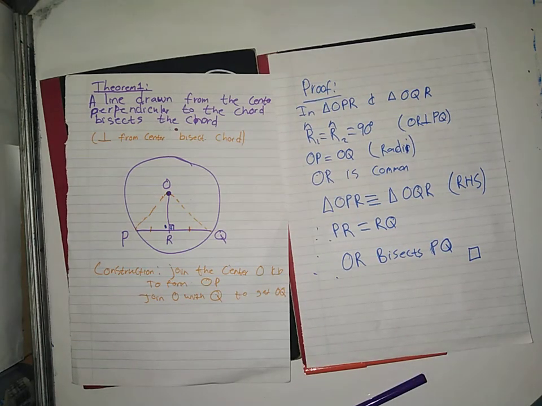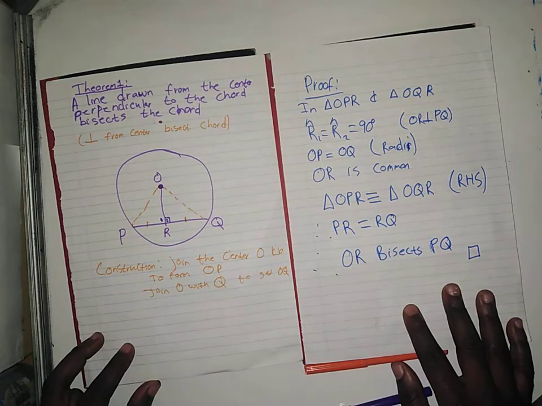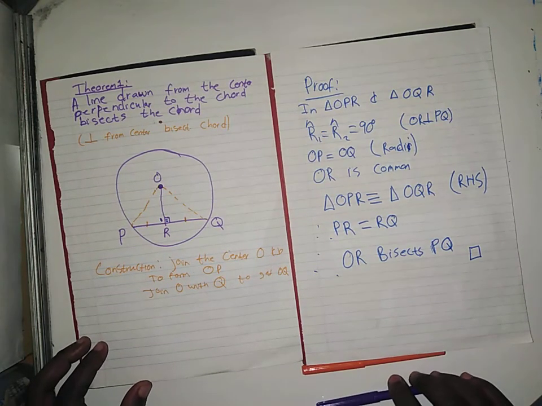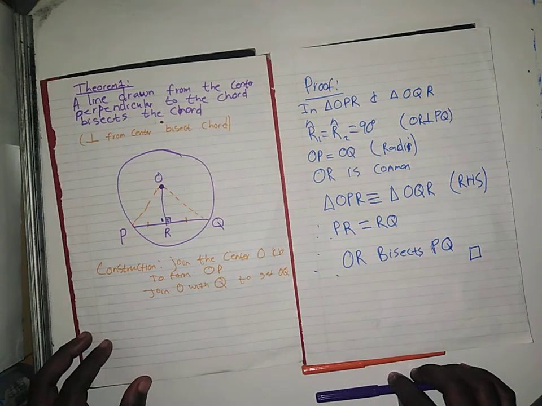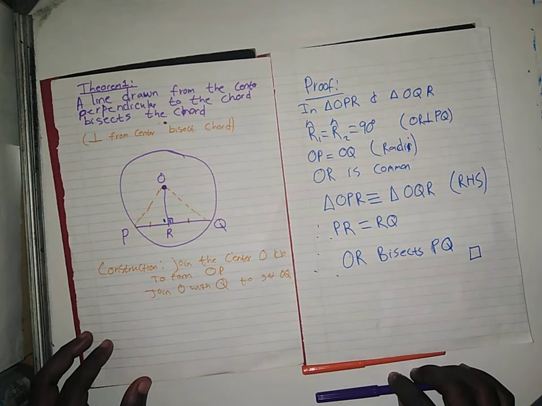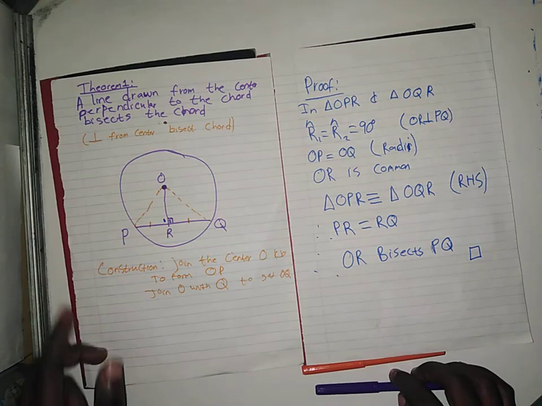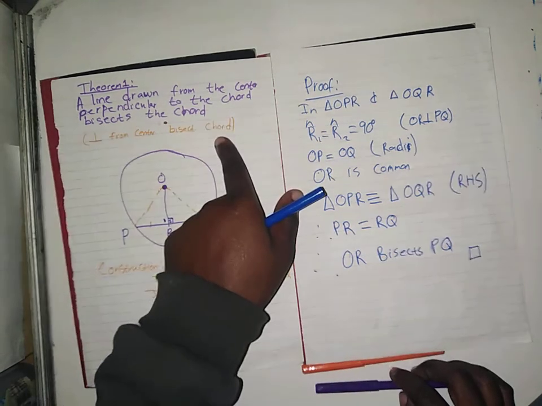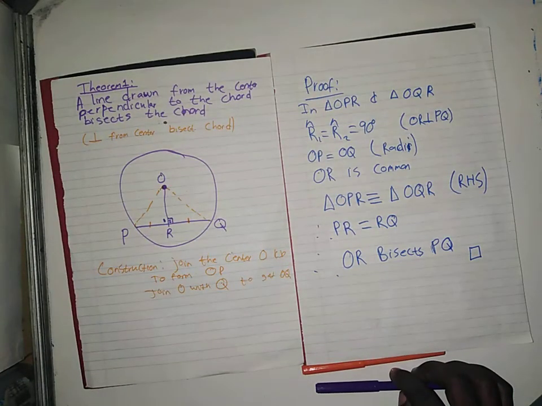So thank you very much for tuning in. This is our first theorem of grade 11, which is examinable both in grade 11 and in grade 12, which says a line drawn from center perpendicular to the chord bisects the chord. And then if you have used this theorem, you can show that you have used this theorem by simply writing this statement, which is a short version of this theorem, which is perpendicular from center bisect chord.